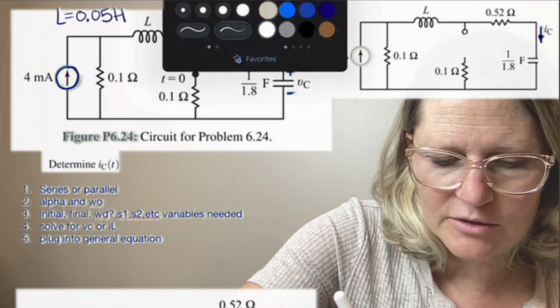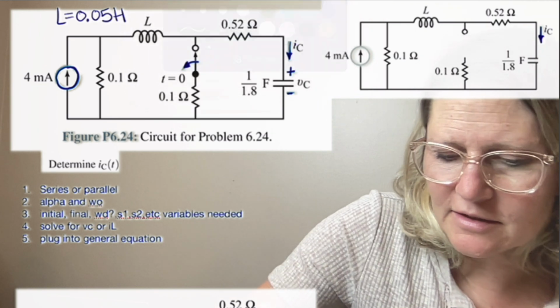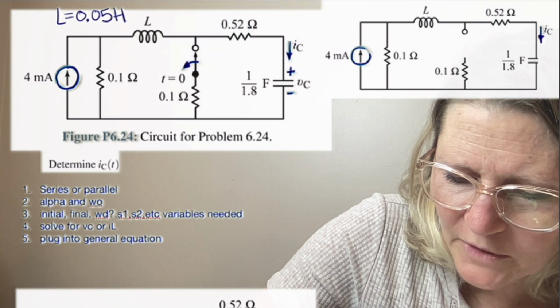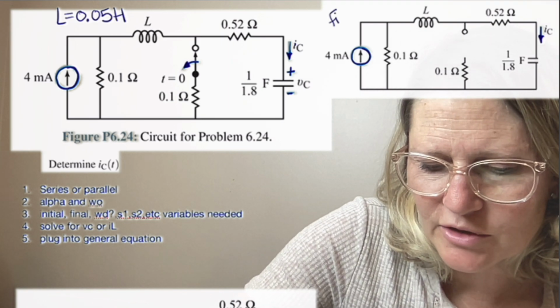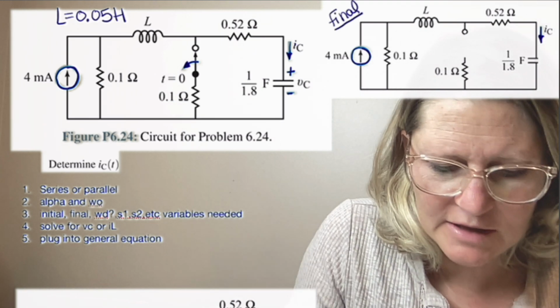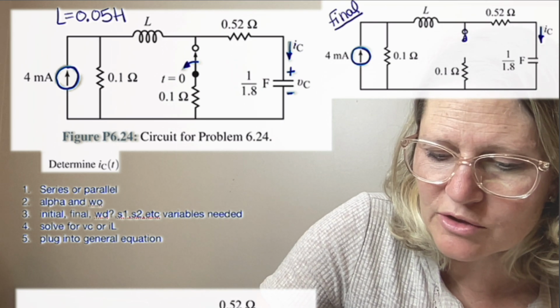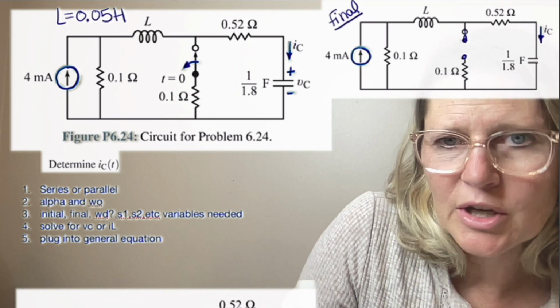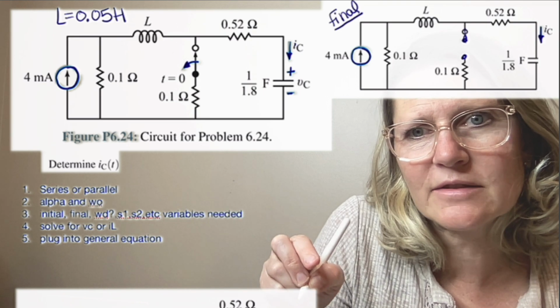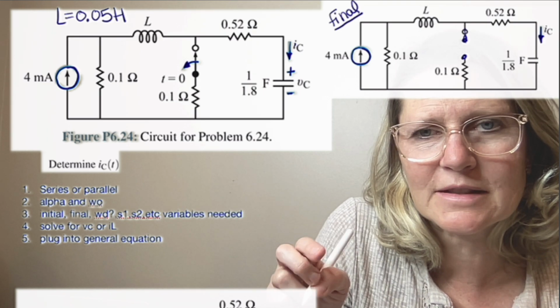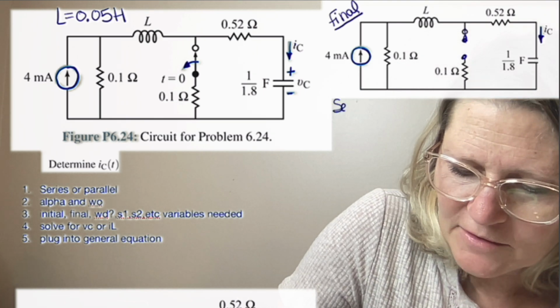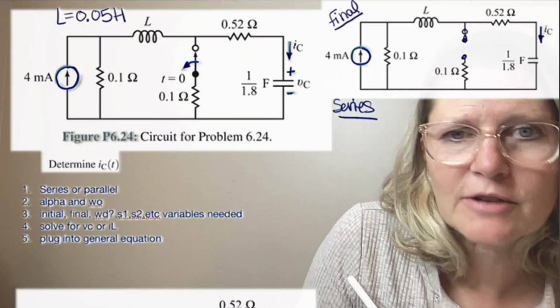So first step is to look at, is it series or parallel? And that is going to be in the final position of the circuit. So look at the final position. In this case, the circuit or the switch is open. And so here you can see that the L and the C are in the same branch, and so they are in series. So we have a series configuration.